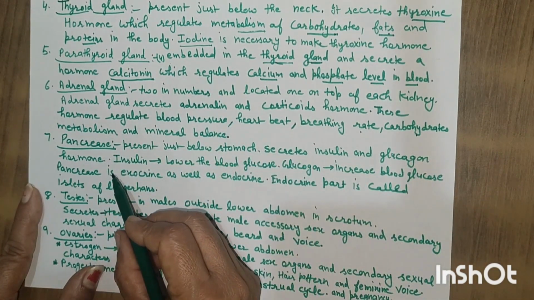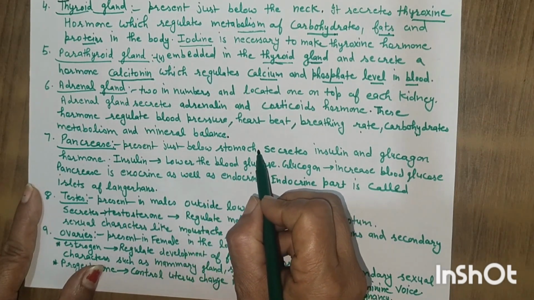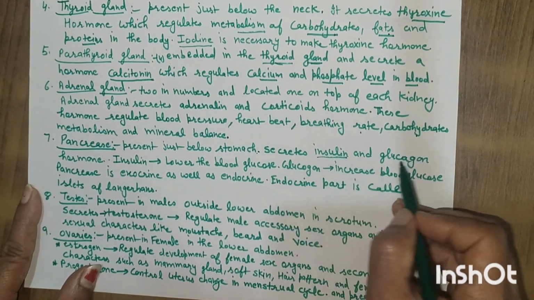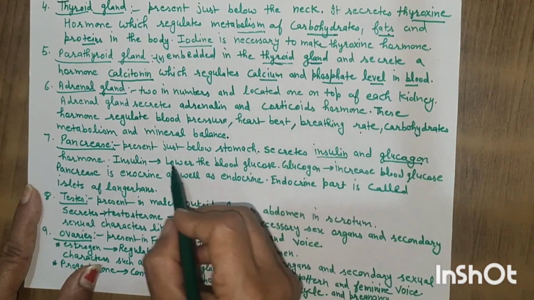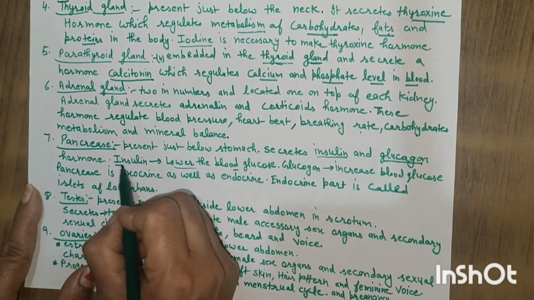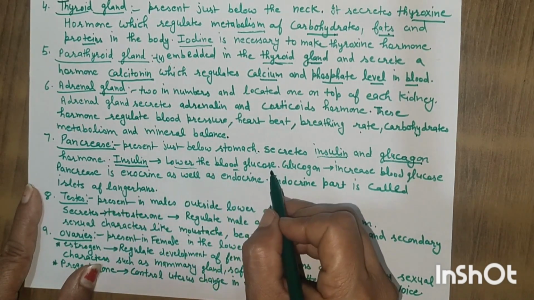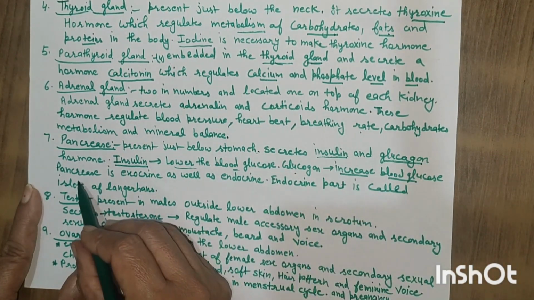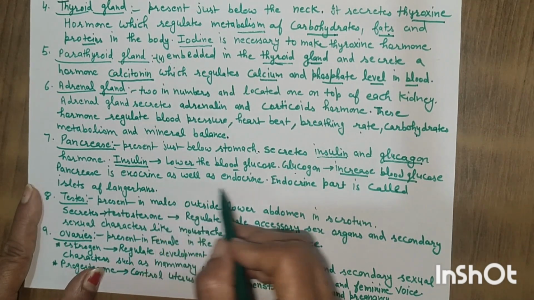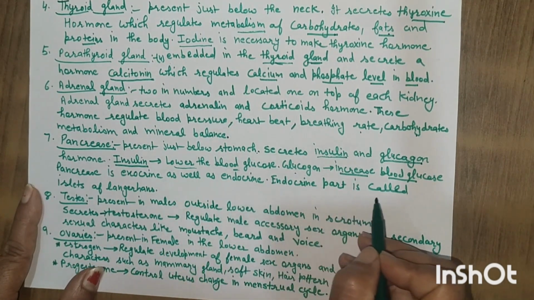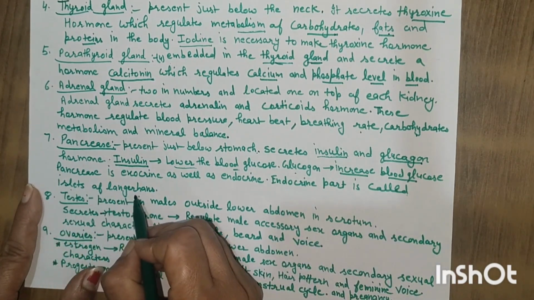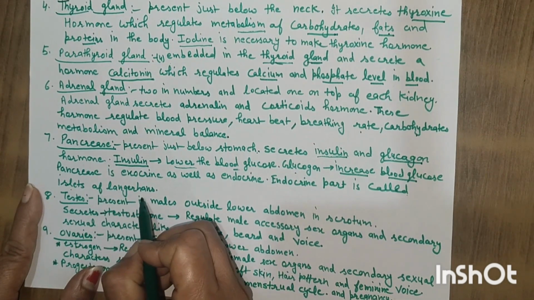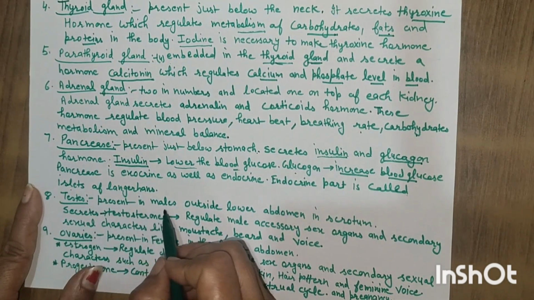Next is the pancreas. The pancreas is present just below the stomach and it secretes 2 hormones, insulin and glucagon. Insulin hormone lowers the blood glucose level and glucagon increases the blood glucose level. The pancreas acts as an exocrine as well as an endocrine gland. The endocrine part of the pancreas is called the islet of Langerhans.